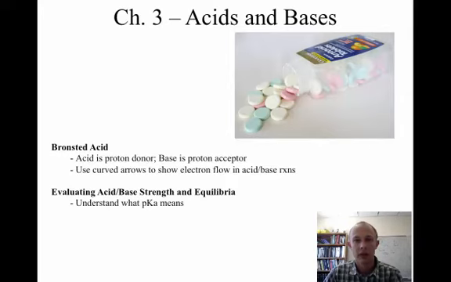In the next few lectures, we'll be talking about acids and bases. We'll start off in this lecture with the definition of an acid and a base, the Bronsted definition, and then we'll start using curved arrows to show how electrons rearrange themselves in acid-base reactions. And then we'll define briefly pKa and use that to understand position of equilibrium in acid-base reactions.